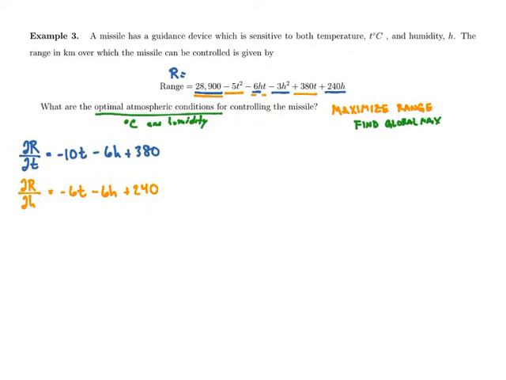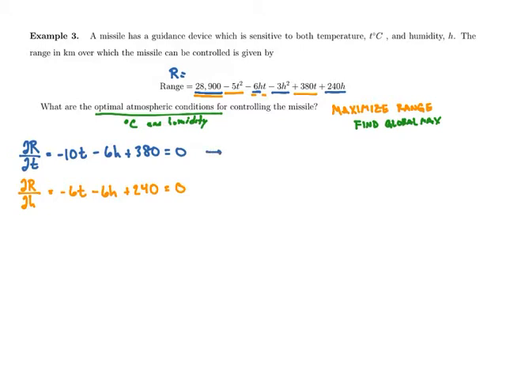All right, so we have our partial derivatives. We need to set both of these equal to 0, and then find the (t, h) points that satisfy both of these equations. So what we're going to do is set up a system of equations. We have two equations and two unknowns.